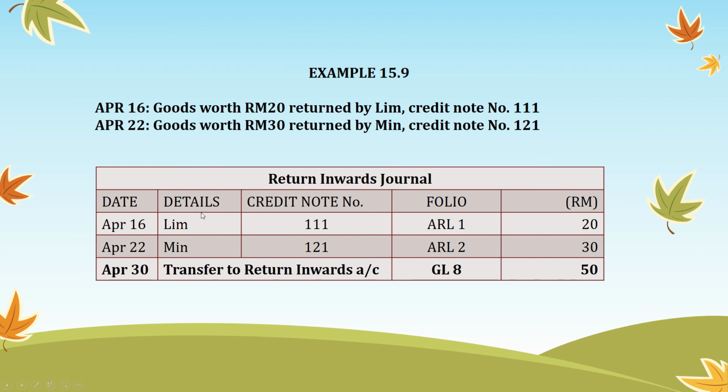The date for return of goods by Lim is April 16, and then goods returned by Min is April 22. The credit note number for goods returned by Lim is 111, and the credit note number for goods returned by Min is 121. The amount for goods returned by Lim is 20 ringgit, and for Min is 30 ringgit. Total return inwards is 50 ringgit and will be transferred to return inward account in General Ledger 8 on April 30.